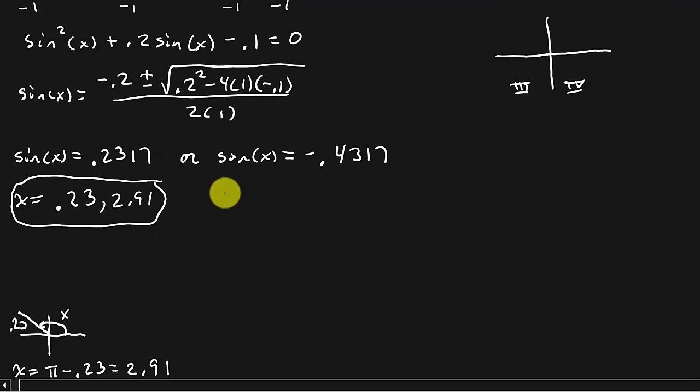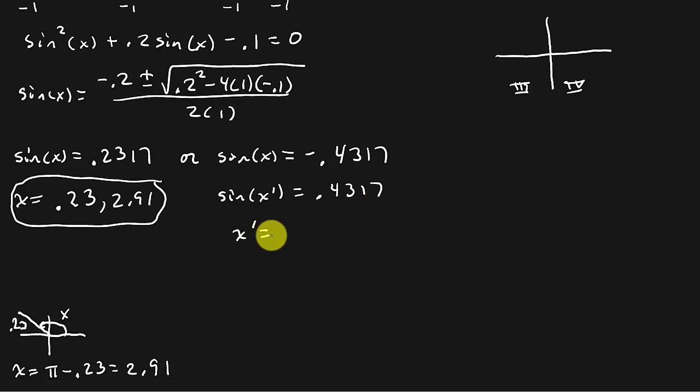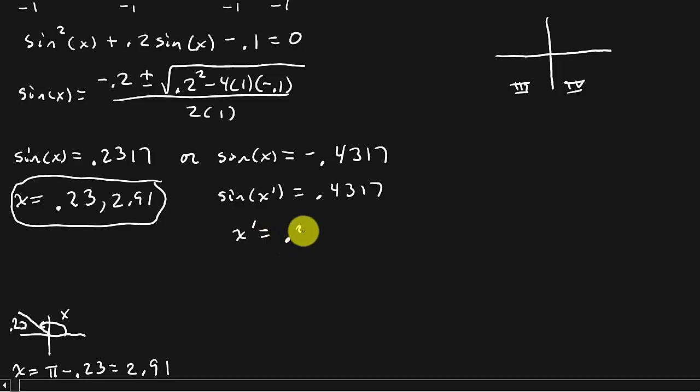All right, so to find the reference angle, that's going to equal a positive 0.4317, because the sine, cosine, or tangent of a reference angle is positive. So I get my reference angle to be sine inverse of 0.4317, that is 0.45. That's my reference angle. And keep in mind, it's not a solution because my solutions are in the third and fourth quadrant.